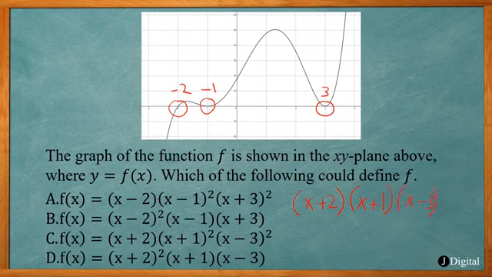Alright, now we need to check out the multiplicity. We see at negative 2, it just goes right through it. So that's just going to be 1. At negative 1, it hits it and bounces back. So we said that was 2. So that's going to be squared here. And at x equals 3, again, it hits it and bounces back. So it's going to be multiplicity of 2. So that's going to give us answer C.